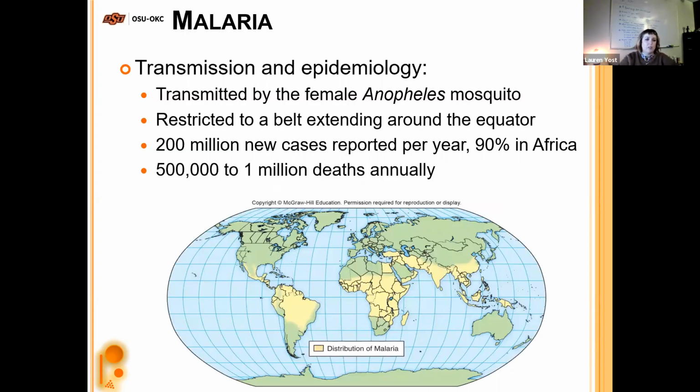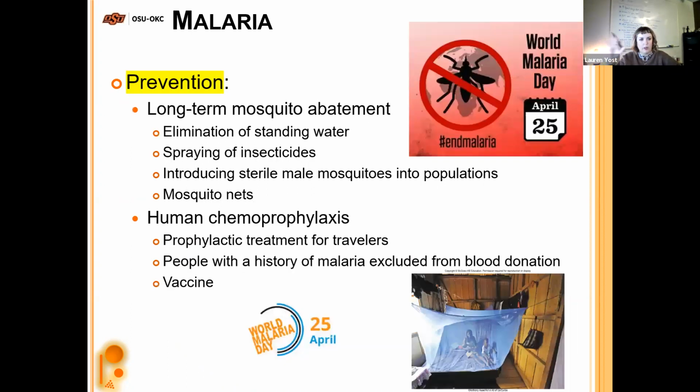And so it's transmitted by the mosquito, the Anopheles mosquito, a pretty common vector for a lot of diseases. It's restricted to a belt around the equator, which has to do with the heat and how the mosquitoes like it. And then there are 200 million new cases a year. 90% of those are in Africa. And then there are 500,000 to 1 million deaths annually due to malaria.